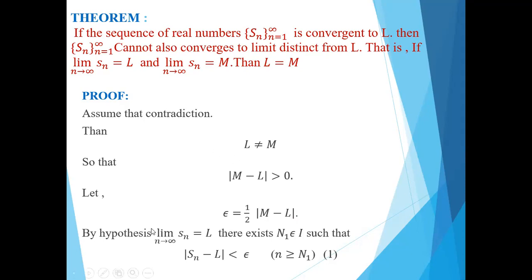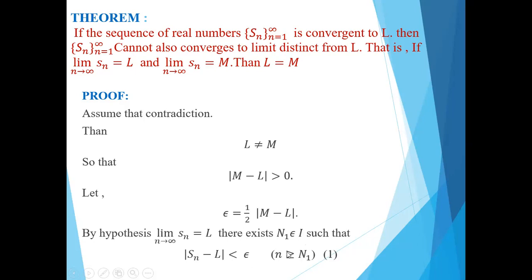By the hypothesis, the limit as n tends to infinity of S_n equal to L. There exists a value N1 belonging to I such that the modulus of S_n minus L is less than epsilon for all n greater than or equal to N1.